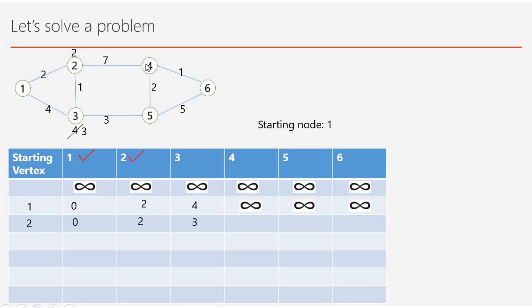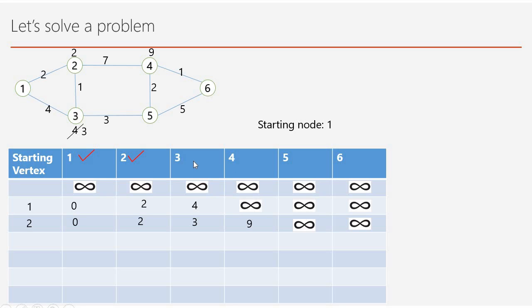Now to node 4, already 2 is there, plus 7, that is 9. So 9 is lesser than infinity. Update the 9, put the 9 in the table. And 5 and 6 are not neighbors of node 2 and they are not directly connected, thus we will keep it as infinity. So now among these nodes, 1 and 2 are already visited.